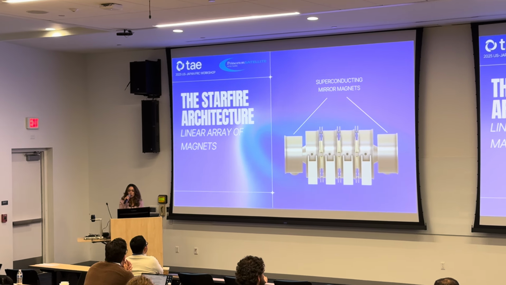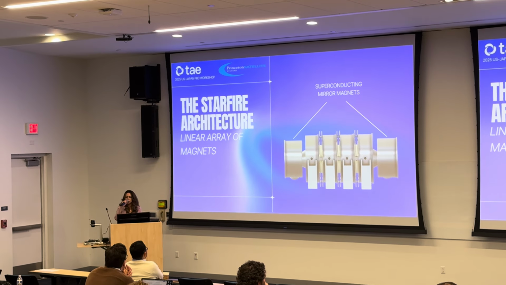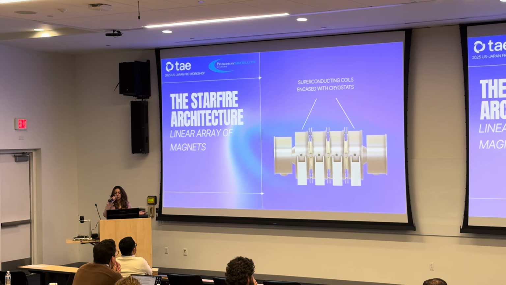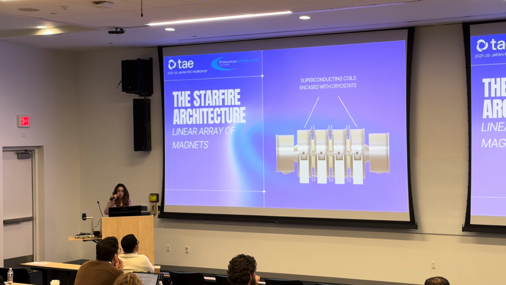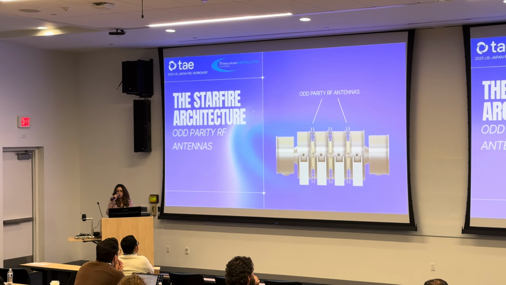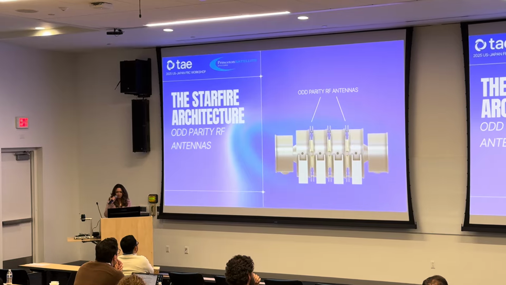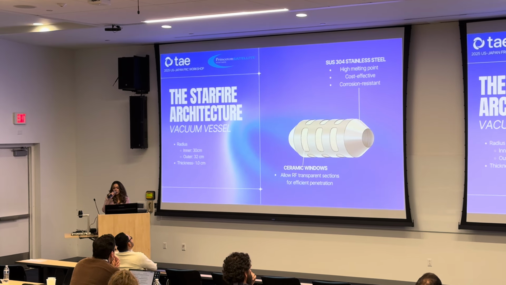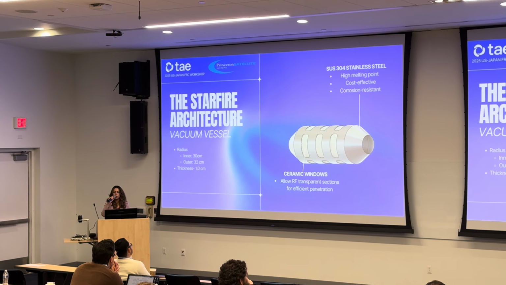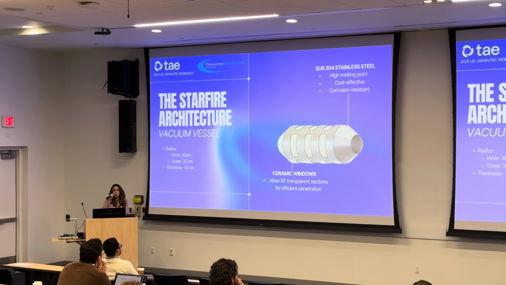So the architecture of Starfire consists of a magnetic mirror, so we have superconducting mirror magnets and a linear array of superconducting coils encased with cryostats, which are 16 centimeters thick, which gives us just enough room to have our odd parity RF antennas. For our vacuum vessel, we will have a stainless steel vacuum vessel, but because we want efficient penetration of RF, we also want to include ceramic windows.